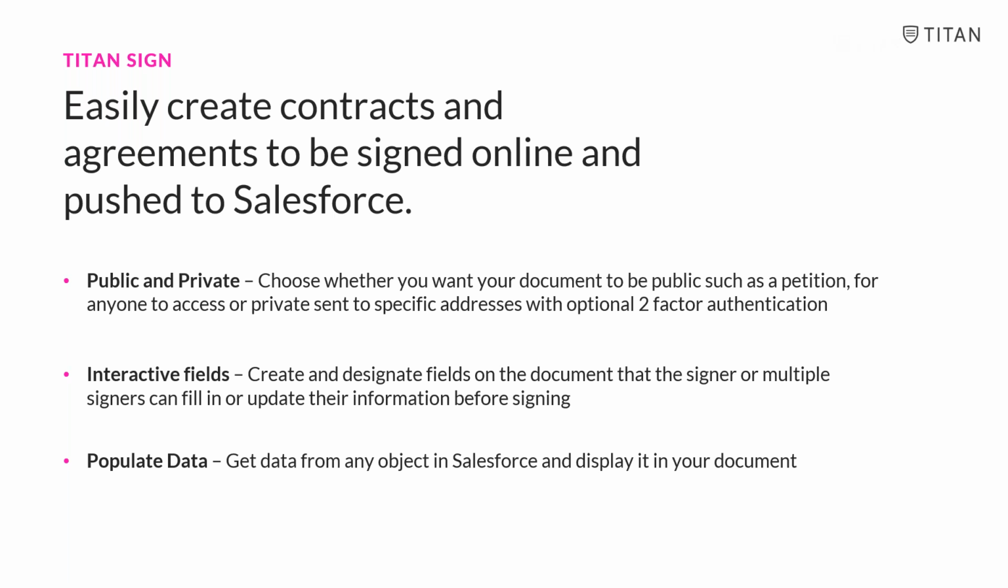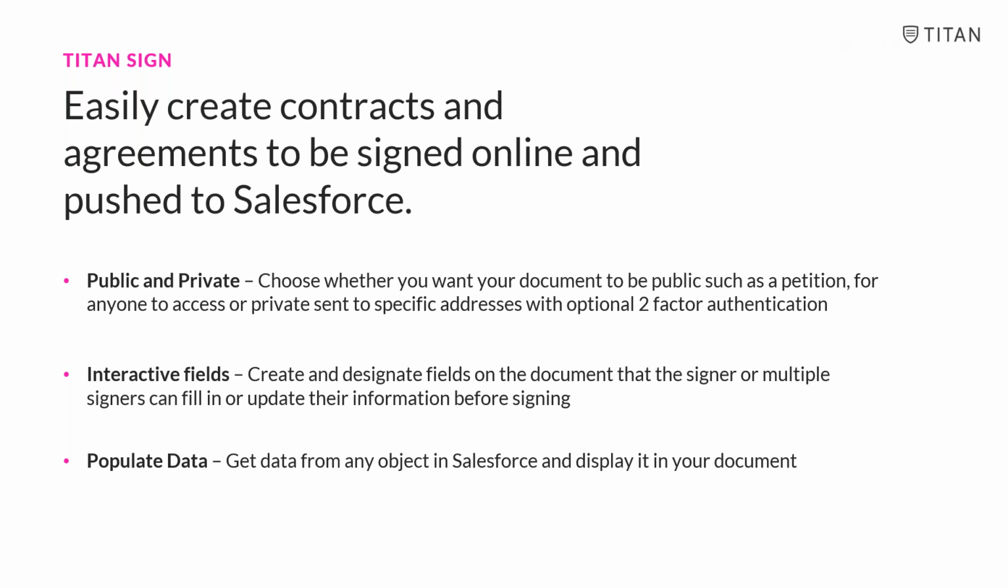Create public and private documents. If you are creating a petition that you want to reach a large audience across the globe, create a public form using Titan Sign. If you're sending private documents related to your business, choose the specific people that should receive the document and decide whether it should be controlled by two-factor authentication. Verify the actual user that is signing your document.